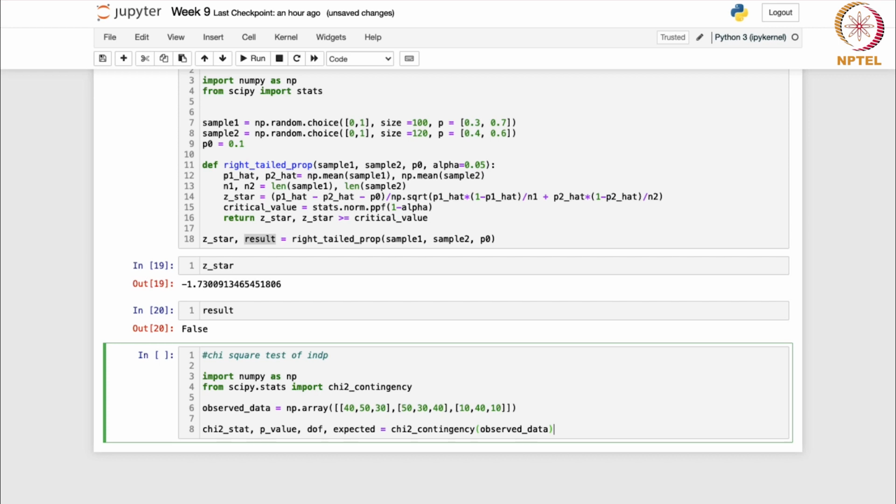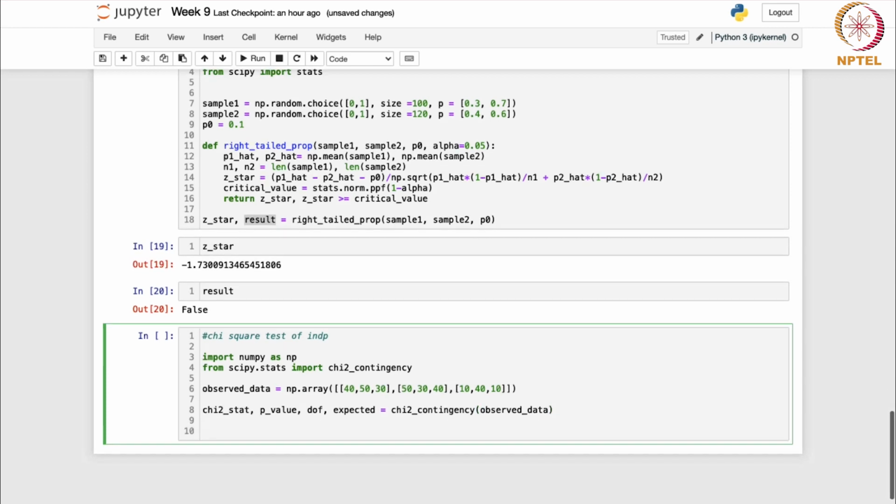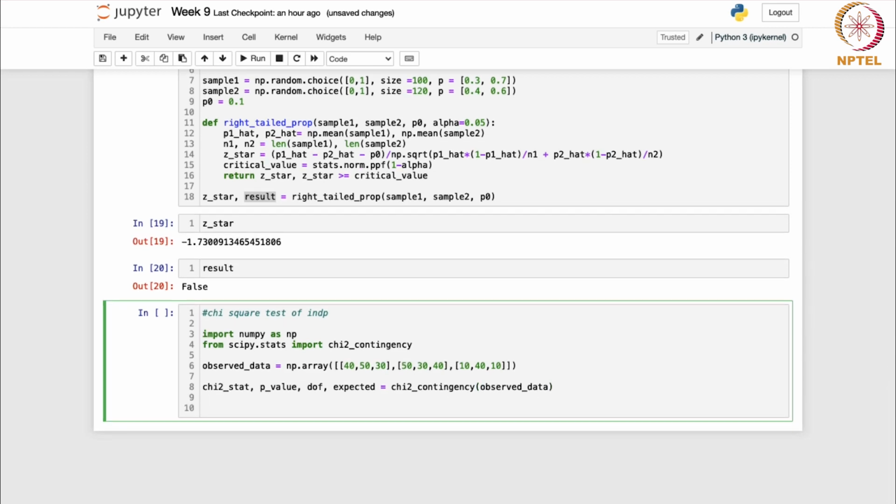Here this chi2 is the test statistic for the chi-square test. The p-value indicates the probability of observing the data if the null hypothesis is true, then the degrees of freedom for that test, and the expected frequencies, which are calculated based on the observed data assuming that the null hypothesis is true. Now you can print your results.